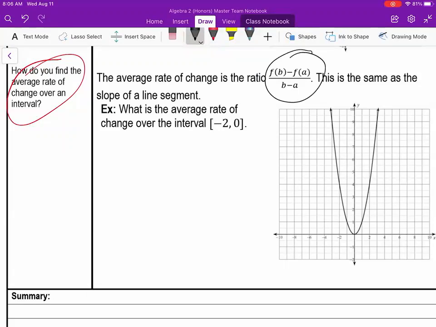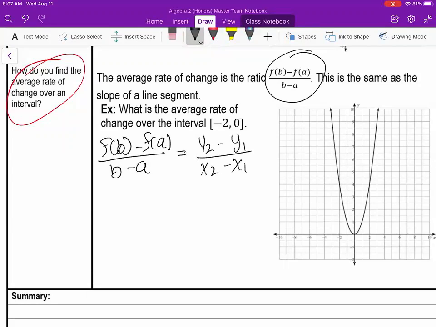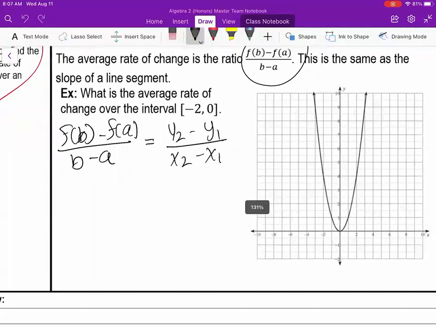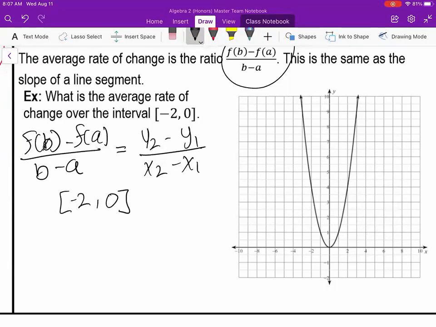You probably have seen it before. Maybe it just looked a little different. Okay, but basically f of b minus f of a divided by b minus a is equivalent to y of 2 minus y of 1 over x of 2 minus x of 1. It's pretty much your slope formula. Okay, so we want to find the average rate of change between -2 and 0.